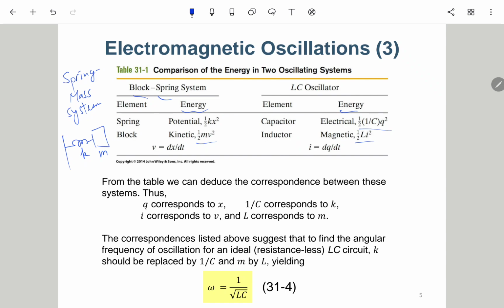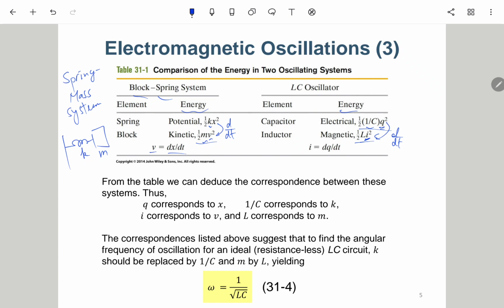So we can relate this K to 1 over C, this X to Q, and this M to L. This V is the velocity, and it corresponds to the current, not voltage. Actually, this V is the first derivative of the displacement, and this I is the first derivative of Q. So from this variable to this variable, we have d/dt, and from this one to this one, we also have d/dt. So this is the analogy.